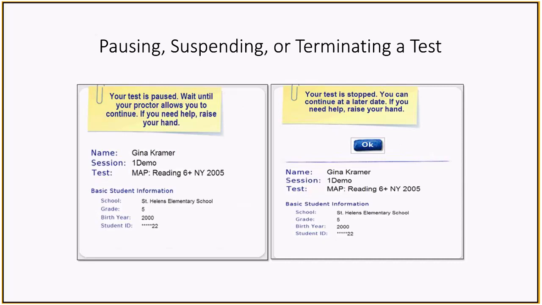The right side is when the teacher has suspended a scholar's test. When scholars click on the blue OK button, it will take them back to the login screen. A test will need to be suspended if the scholar has not completed the test within the time frame allotted or may have become ill during the test. When a test is paused or suspended, the scholar can return at a later date and time to complete their test. The test will begin where they left off.